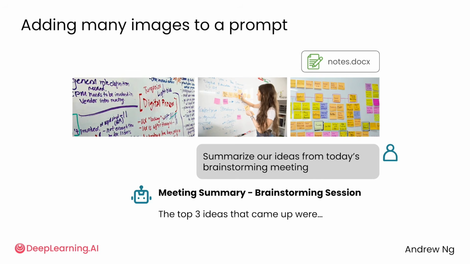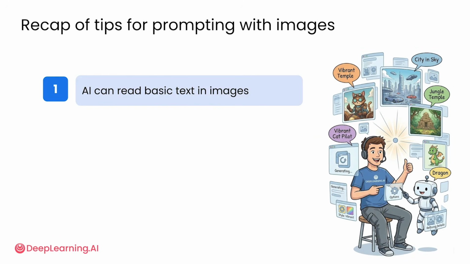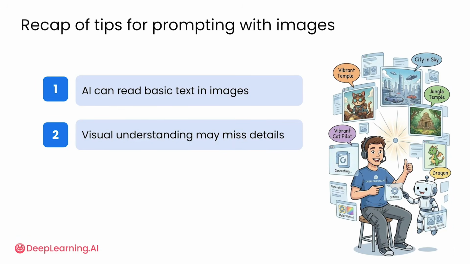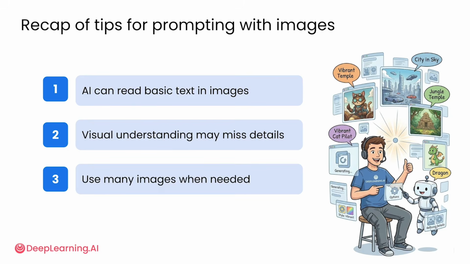To recap, AI models can read basic text in images. Visual understanding, however, may miss details in the image because it tends to see the image in a pretty coarse way. And you can also use many images when needed to give the AI more context. A picture is worth 1,000 words. So adding an image to a prompt can often be the fastest way to get the AI model the best context. Like taking pictures of a brainstorming exercise or digitizing your grandmother's handwritten recipe book.